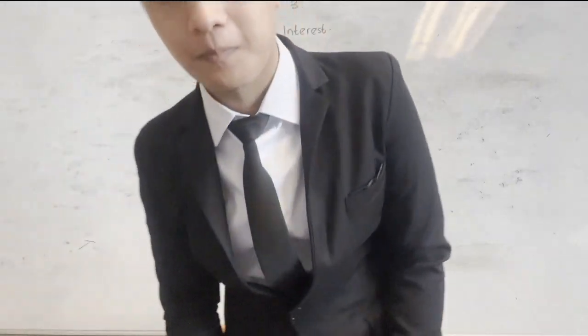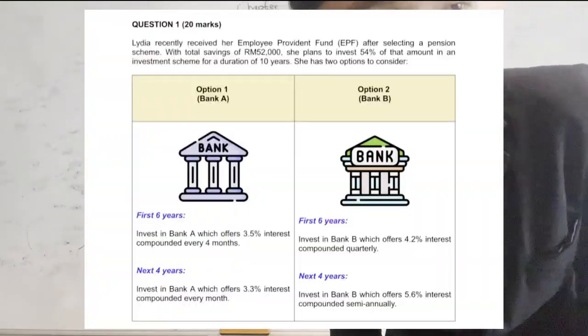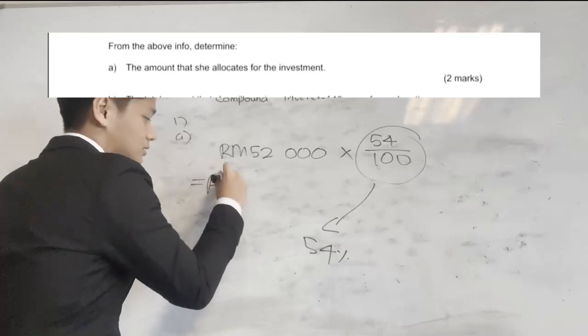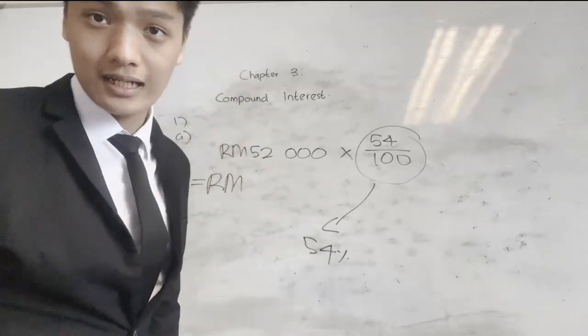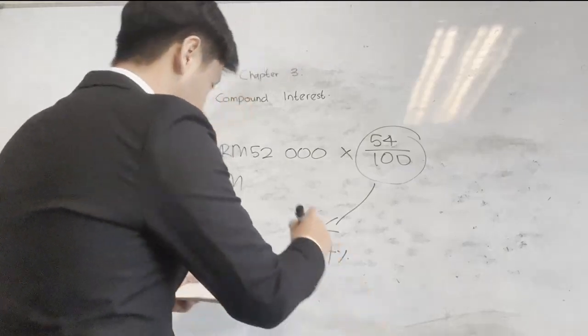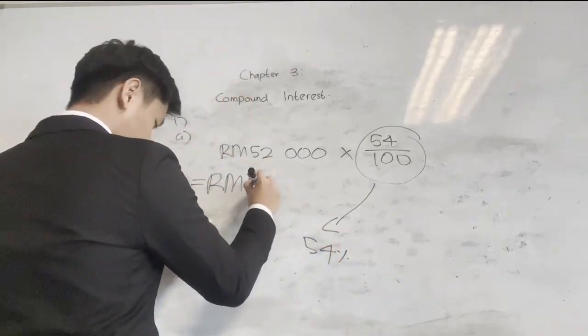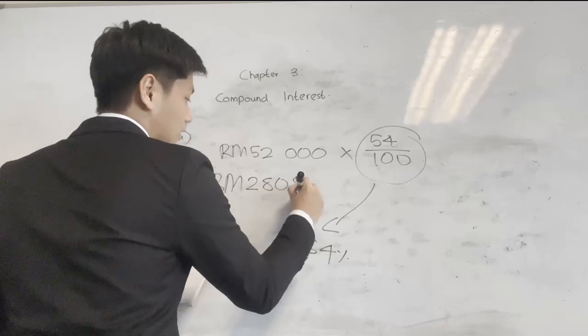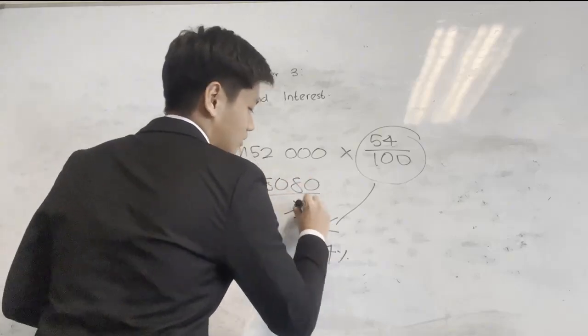My name is Hazim and I'm going to explain question 1, A, B, C, D, all of it, okay? All of question 1. The final answer for question 1A is Ringgit Malaysia 280.80. This is it for 1A.